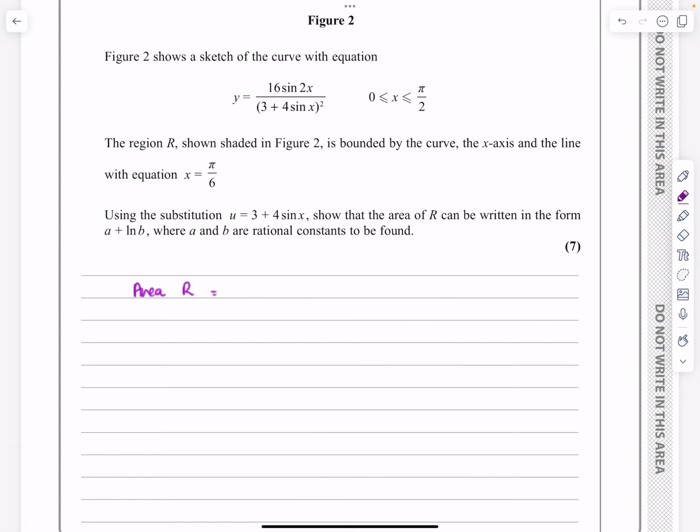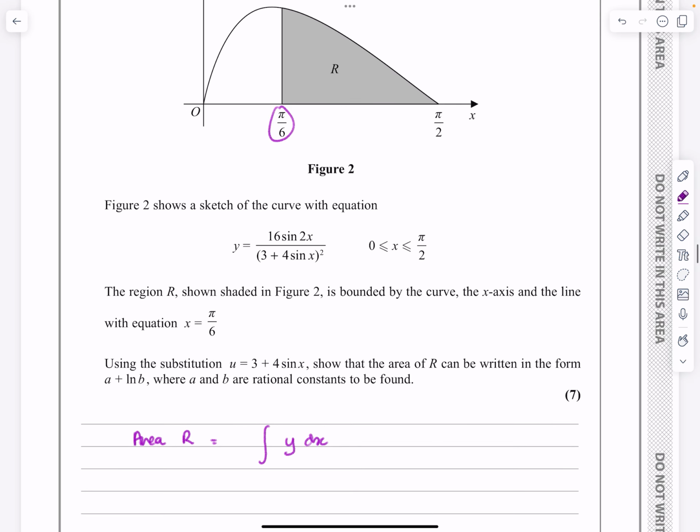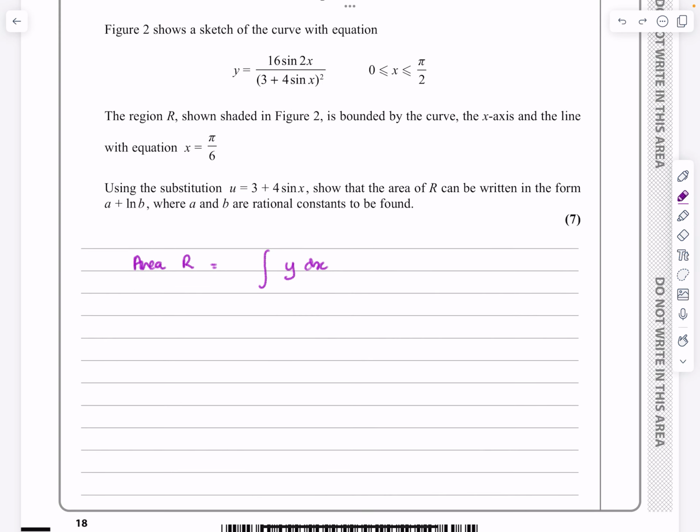Area R is equal to the integral of y dx. Between the limits, what have we got here? We've got pi over 6 and pi over 2. So we're looking for the integral between pi over 6 and pi over 2.